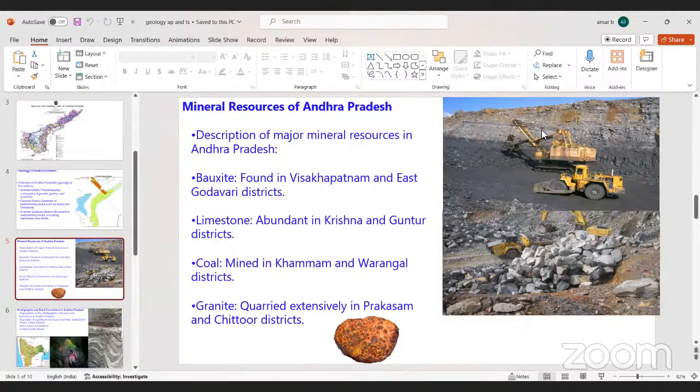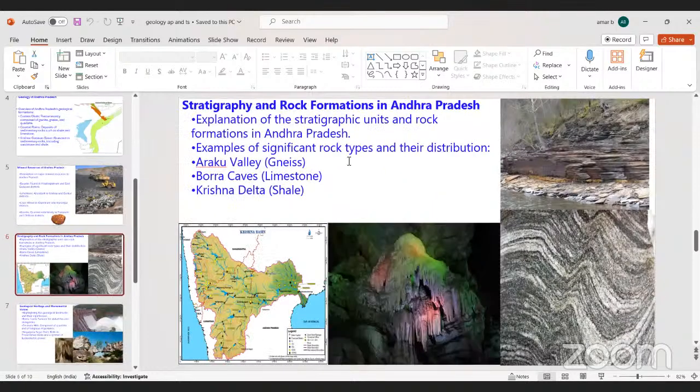Then you can remember easily the mineral resources of Andhra Pradesh. Just by seeing here, you can write: this is the open cast coal mining, that is the Singareni collieries in Khammam and Warangal, and granite is quarried extensively in Prakasham and Chittoor. The coal mine is on the border of Khammam and Warangal. The entire Godavari basin covers Telangana and Andhra Pradesh, districts like Khammam, Warangal and Ramagundam. But these are the most important mineral resources in Andhra Pradesh: bauxite, the dominant one, limestone and coal seams.